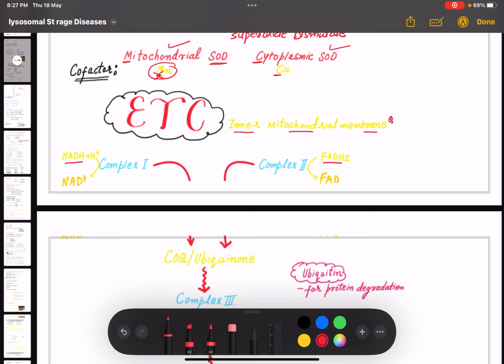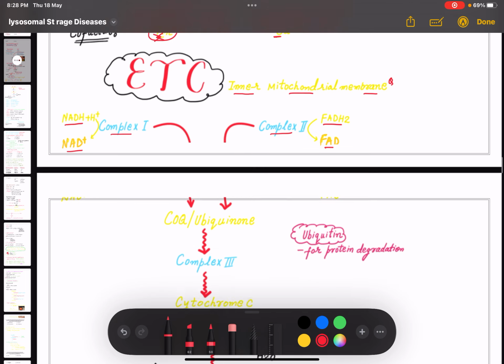This NADH plus H plus is going to give its hydrogen to complex 1, and this FADH2 is going to give its hydrogen to complex 2. Once FADH2 gives hydrogen to complex 2, it becomes FAD. Once NADH plus H plus gives its hydrogen to complex 1, it becomes NAD plus.